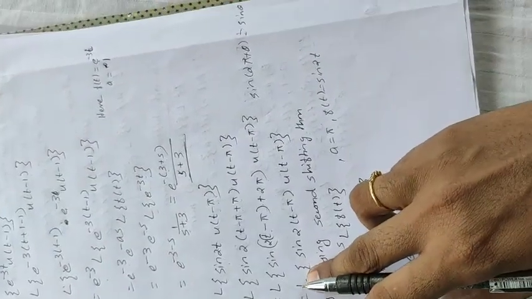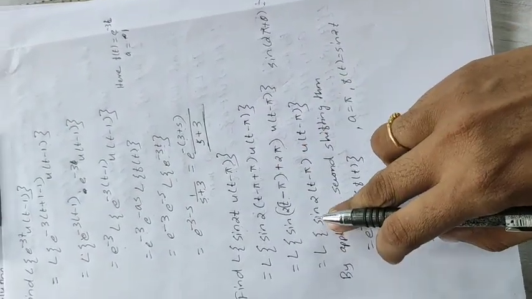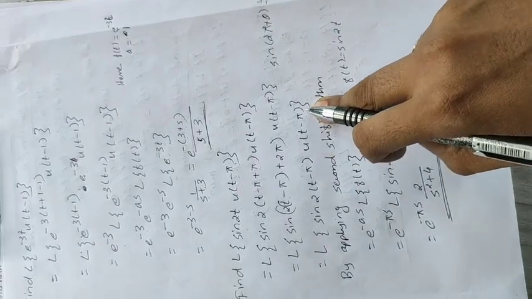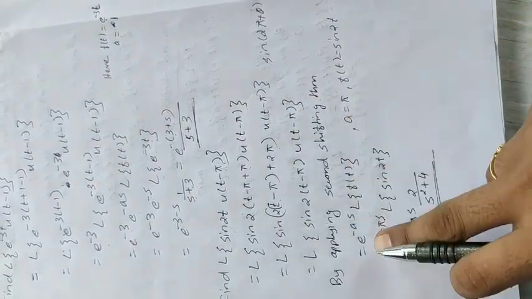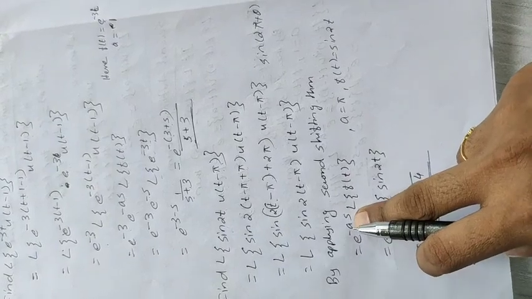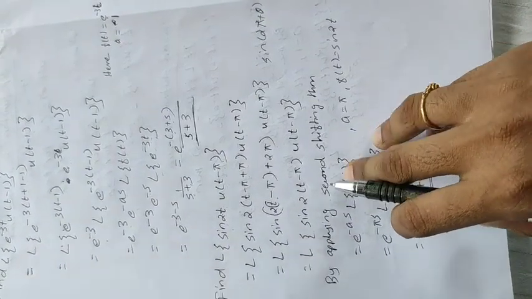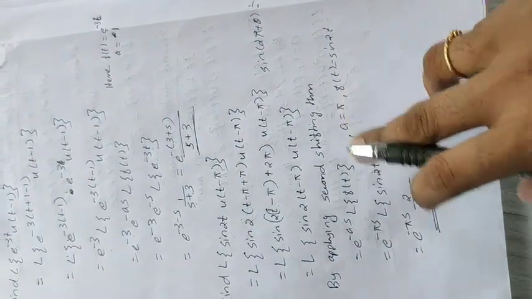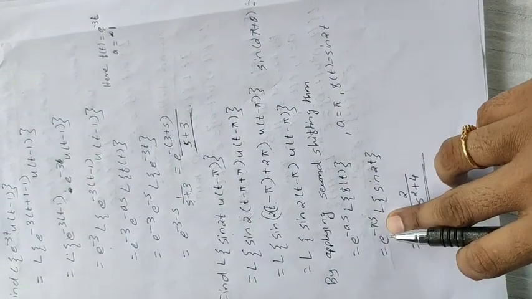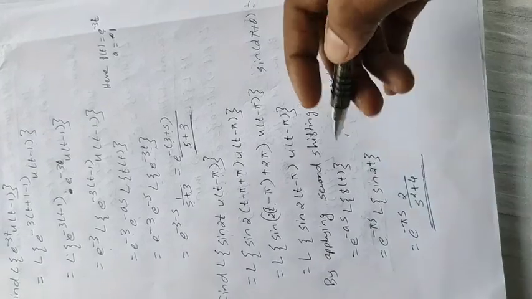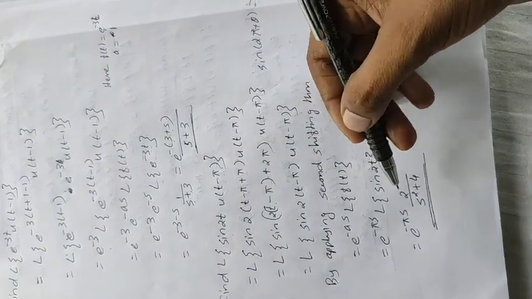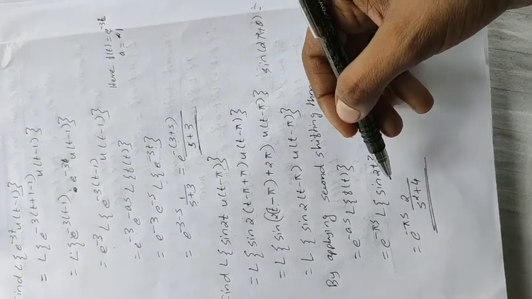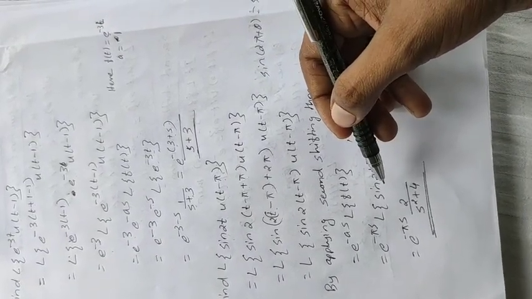So we can write this as L of sin 2 into (t minus pi) into u of t minus pi. Then applying the second shifting theorem, we can write e raised to minus as into L of f of t. Here f of t equal to sin 2t and a equal to pi. So e raised to minus pi s into L of sin 2t. We know that the Laplace transform of sin 2t is 2 by s square plus 4. So the answer is e raised to minus pi s into 2 by s square plus 4.